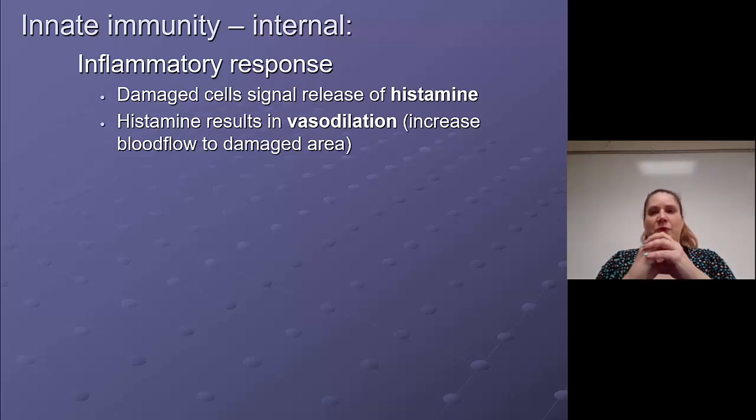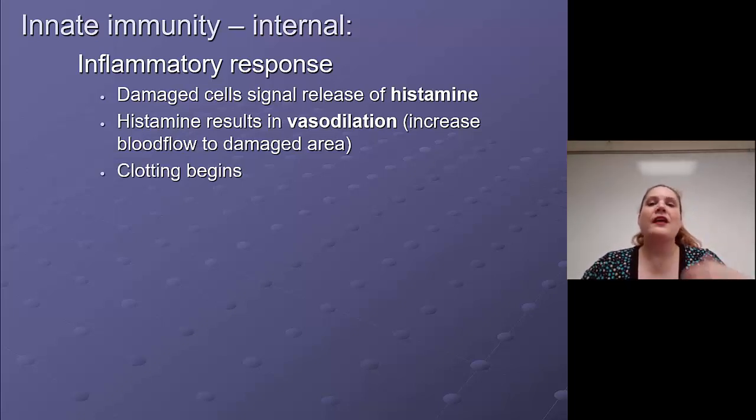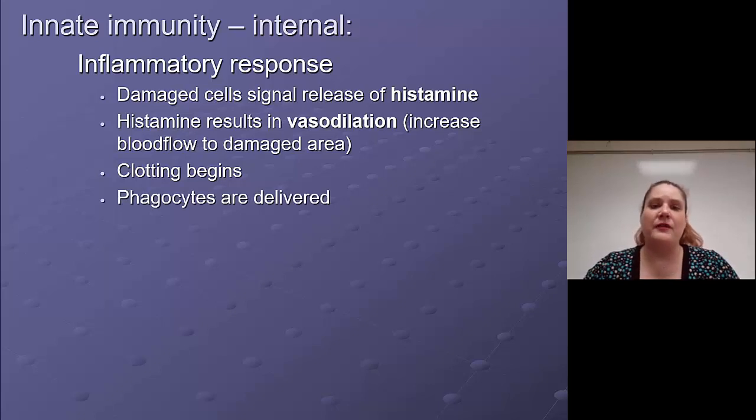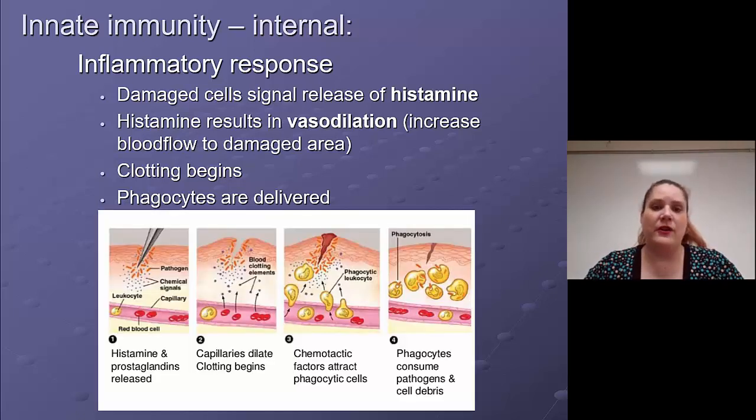And so now instead of this much blood being able to get to the area, this much blood is able to get to the area. So you get this increased response of blood getting to the area. That means then that clotting can start. Clotting will get started faster because there's clotting factors in your blood. Phagocytes are going to get delivered. And they're going to come and be like, oh my God, where are the invaders? And go nom, nom, nom. And you might see some redness because of all of that extra blood flow. You might see some swelling because of all of that extra blood flow and that lymph there.